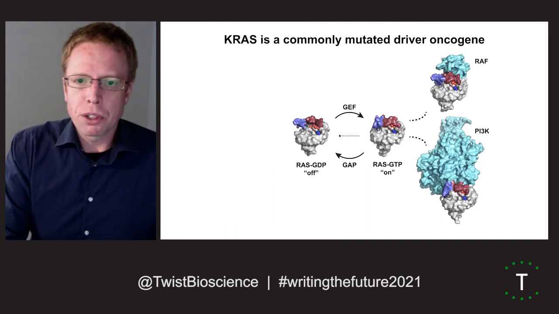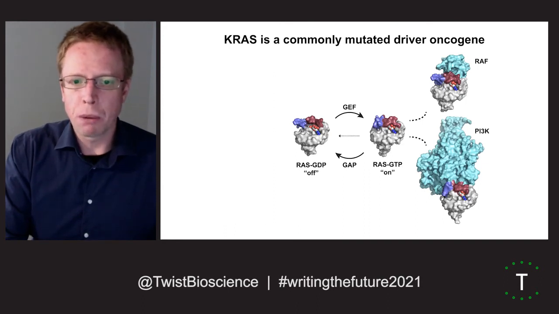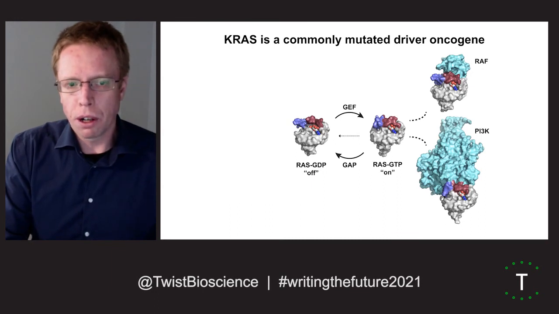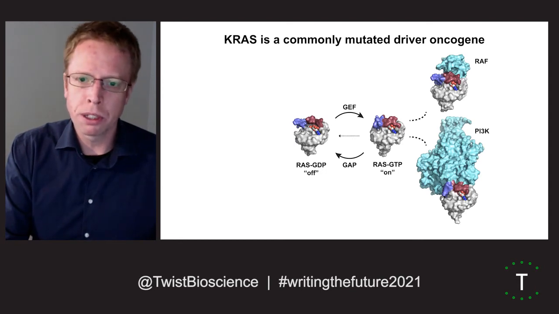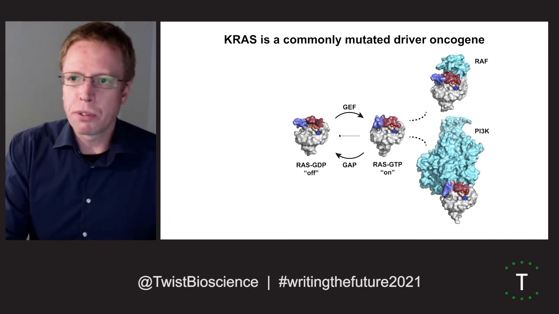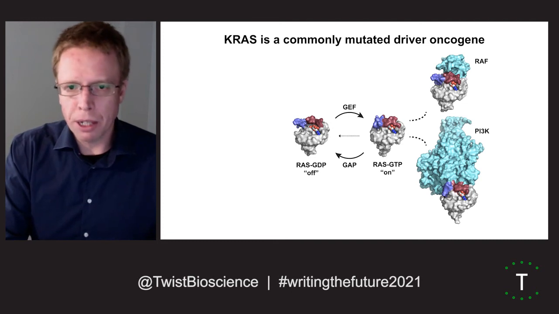As background, just to keep everybody on the same page, RAS is a GTPase, so it exists in two forms. In the RAS GDP bound state, it's off. The RAS is off and does not promote pro-oncogenic signaling. In the RAS GTP bound state, RAS is on, and in this state, it binds to downstream effector proteins such as RAF and PI3 kinase.